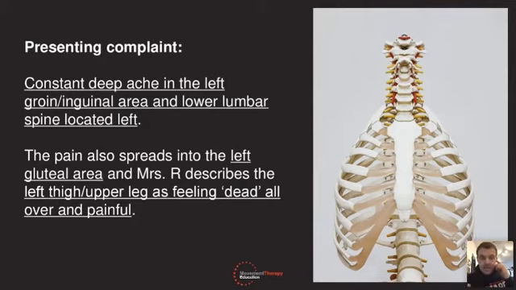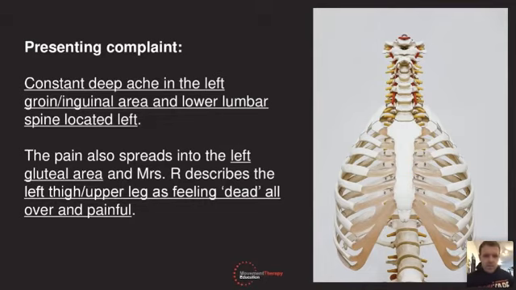And lower lumbar spine located to the left. Okay, so there's something going on in this left region. Are they linked, or are they two separate things? We don't know. We can just justify our thoughts.